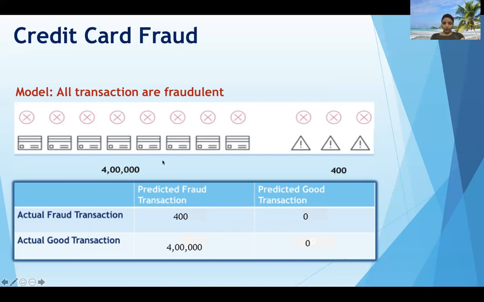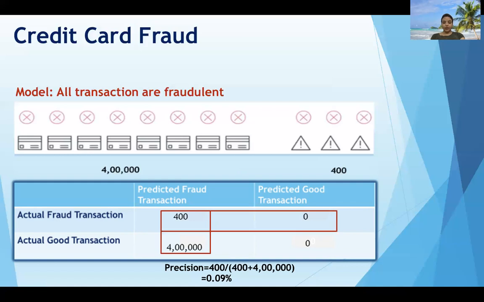Out of the good transactions, how many have we predicted as bad or fraud? It is 4 lakh. And out of all the good transactions, how many have we predicted as good? None of them, so it is 0 here. This is the confusion matrix. When we calculate the precision, it will be 400 divided by the total, which is equal to 0.09%. Recall is 400 divided by 400, which is 1, that is 100%.